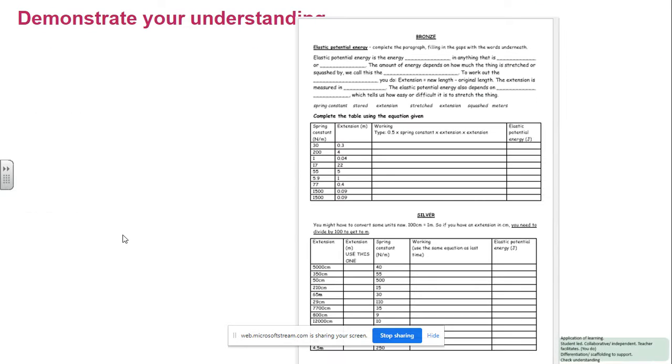Right, now it's your task. This sheet is found in the resources, so it'll fill in the gaps and some calculations. I'll be back later with the answers to those calculations. Have a go.